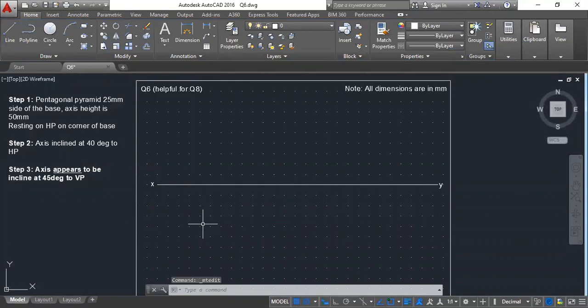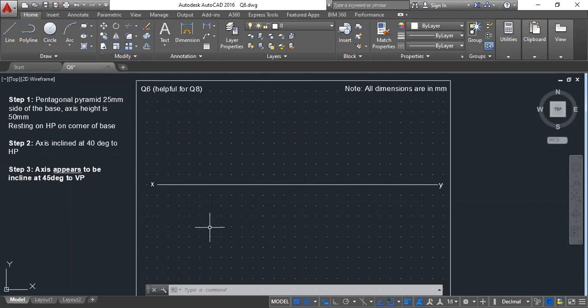To start with, I should start in the top view because it is resting on HP, because something resting on HP can be seen in the top view. So I'll start with the top view. Now, should I start with a corner or an edge? That's the question. If it was planes, if it is resting on corner, I should have started with corner. But I told you in solids, we have to end with wherever it is resting. Like it is resting on corner, so I should end with a corner.